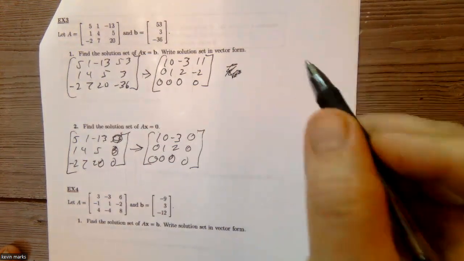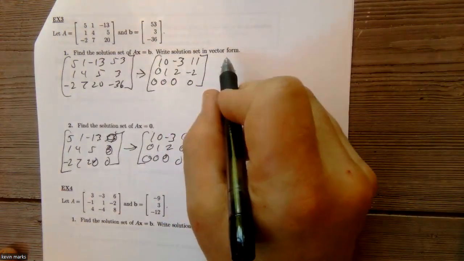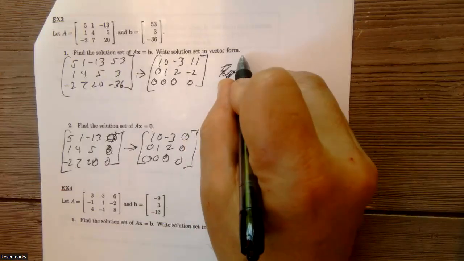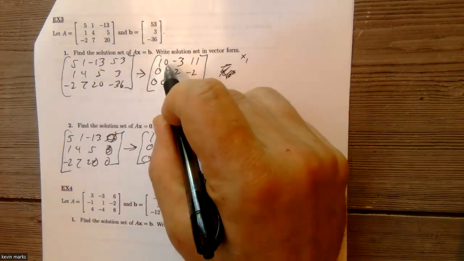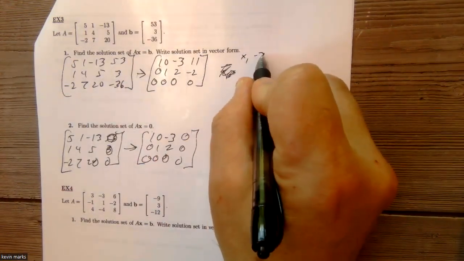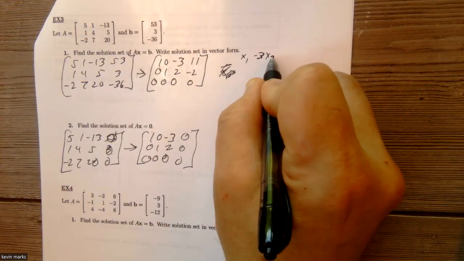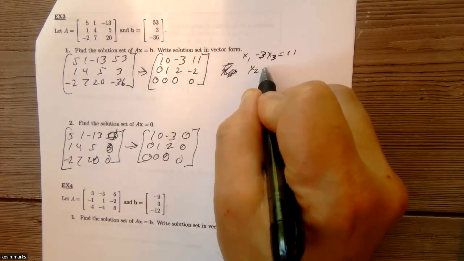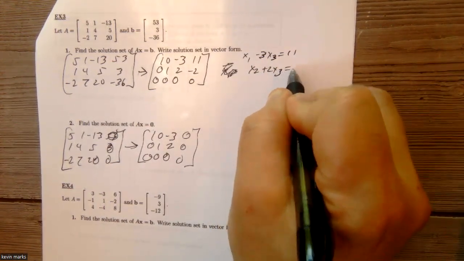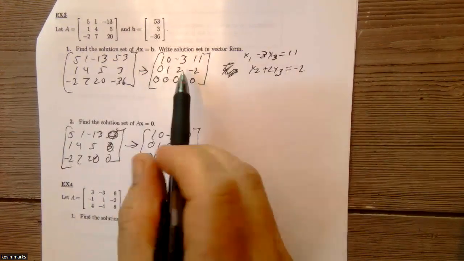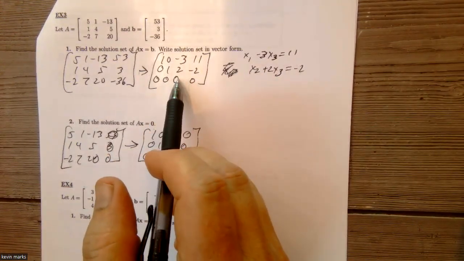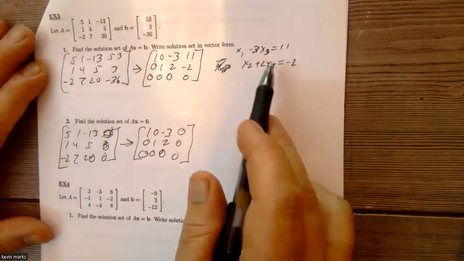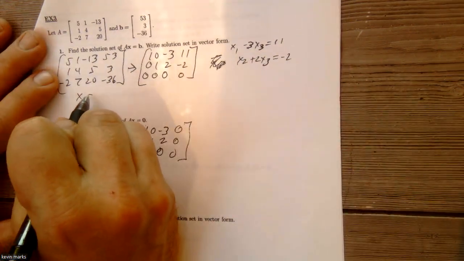Let me hold off on that. You may not be able to jump to that just yet because I want to write it in vector form. But let me write it out the long way. Make sure you see what this is saying. So remember, this is saying x1 minus 3x3 equals 11. Then this is saying x2 plus 2x3 equals -2. And then x3, since that's your non-pivot, that's your free variable, right?